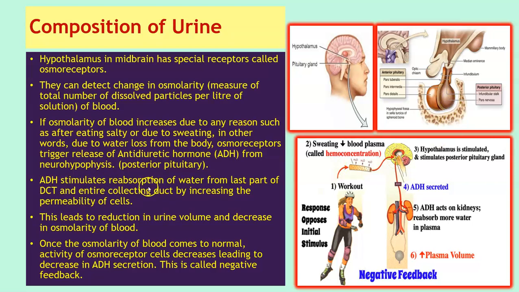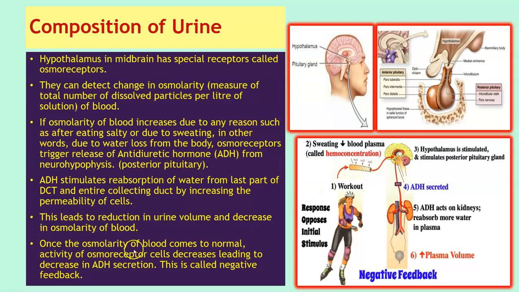ADH stimulates reabsorption of water from the last part of the DCT, that is the distal convoluted tubule, and the entire collecting duct by increasing the permeability of the cell. So in other words, this antidiuretic hormone allows the cells, by increasing their permeability, to reabsorb the maximum amount of water from the distal convoluted tubule, at the end of your nephrons, and the entire collecting duct. So this leads to reduction in urine volume and decreases the osmolarity of the blood.